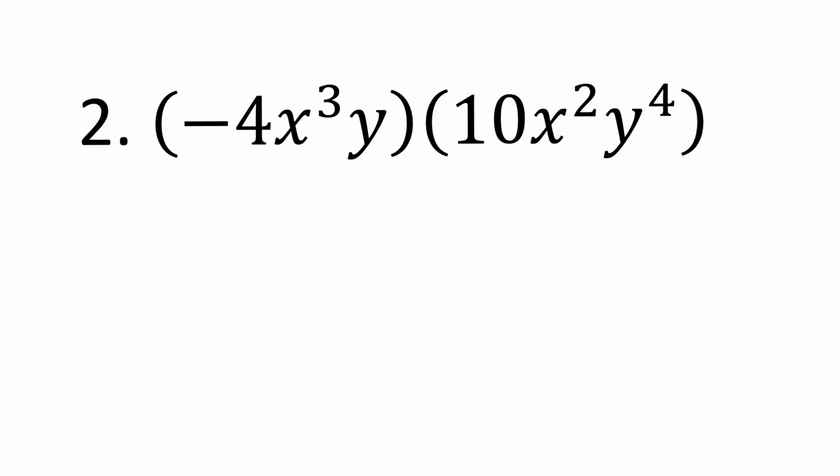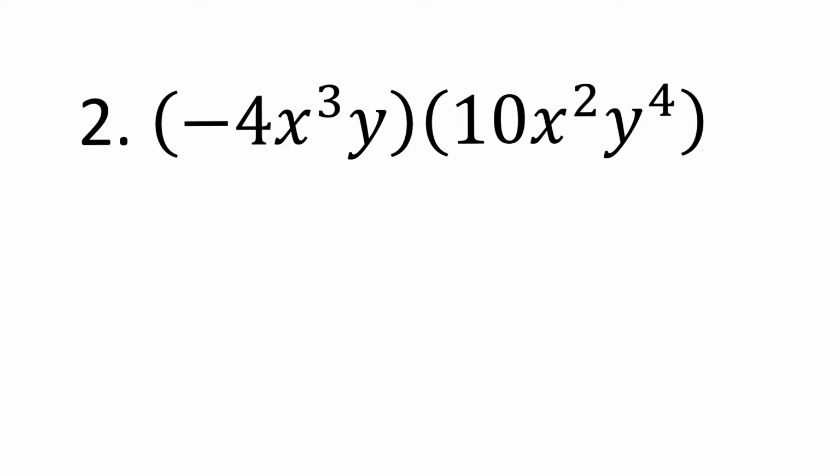Number 2, same thing. You guys want to simplify. And notice that we do have parentheses with monomials. Inside of the parentheses, they are one term. And in between the parentheses, we don't have a plus or a minus. So that means that we are multiplying the two expressions or the two monomials. Same thing as number 1.